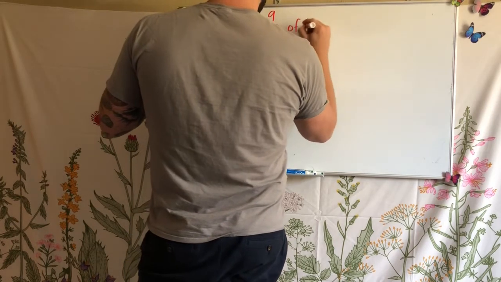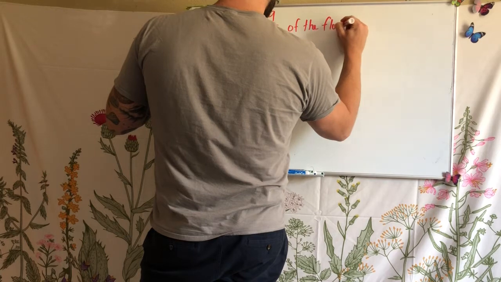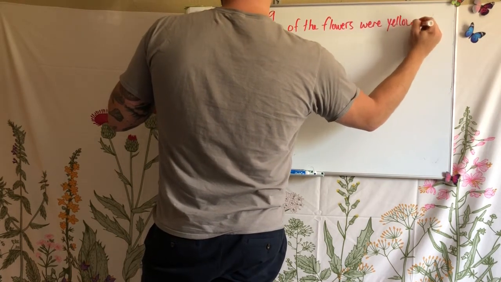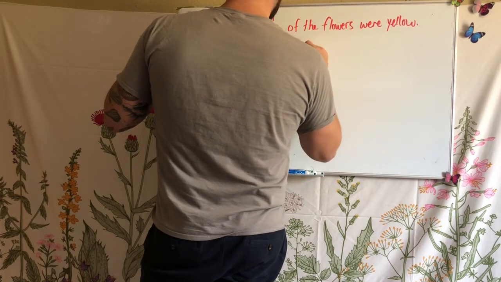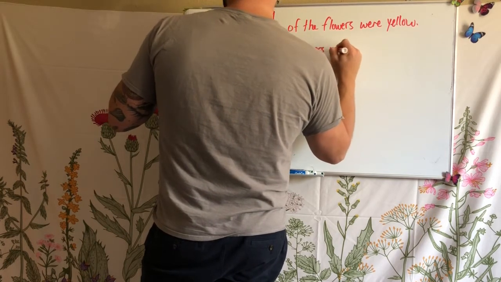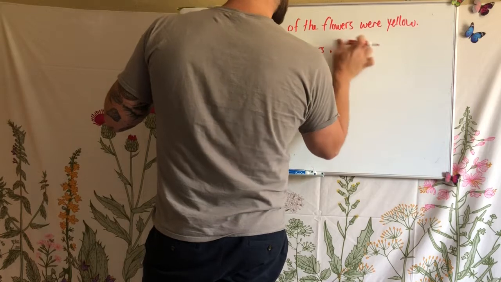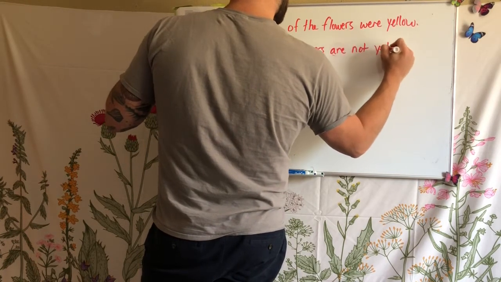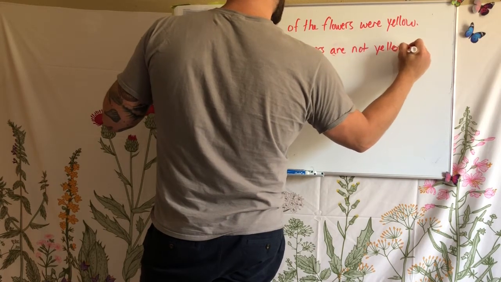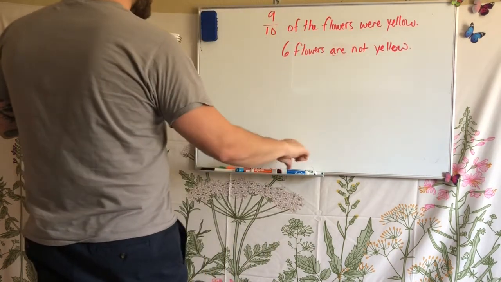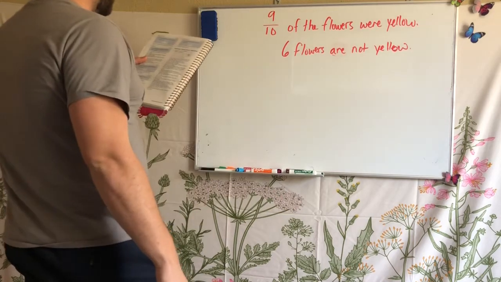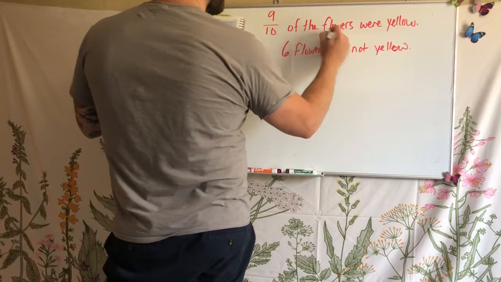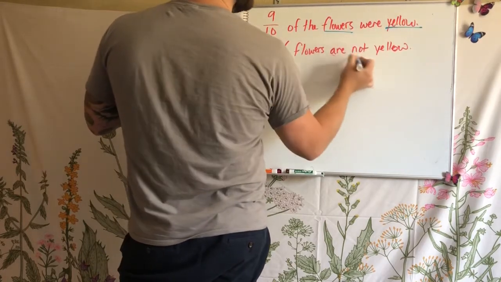Nine-tenths of the flowers were yellow. 6 flowers are not yellow. Ooh, there we go. So, what are the 3 names it gives us? Pause the video. Flowers, yellow, and not yellow.